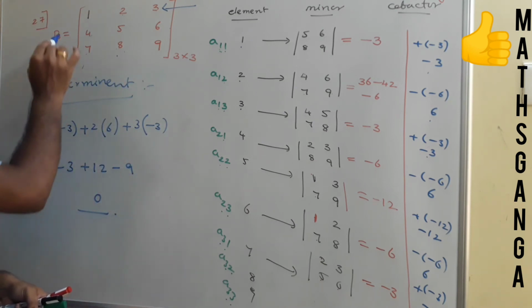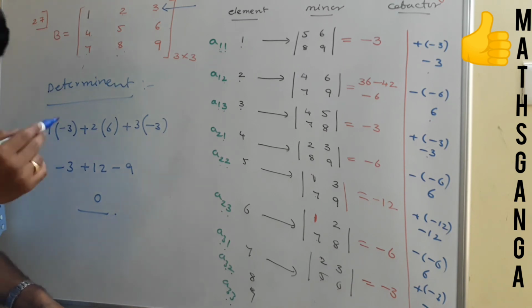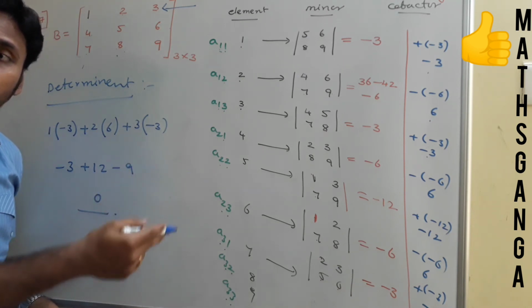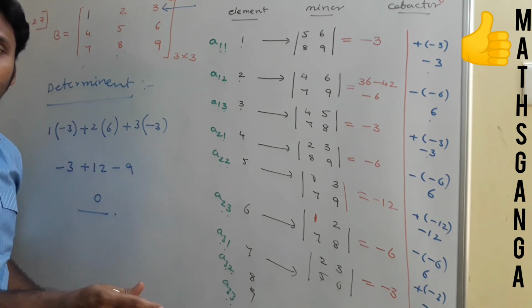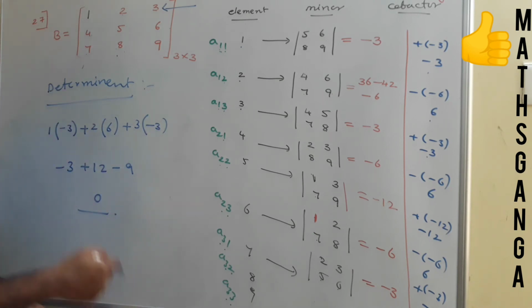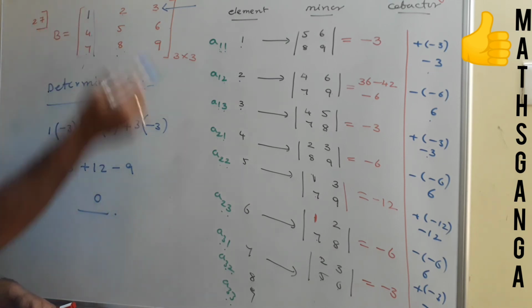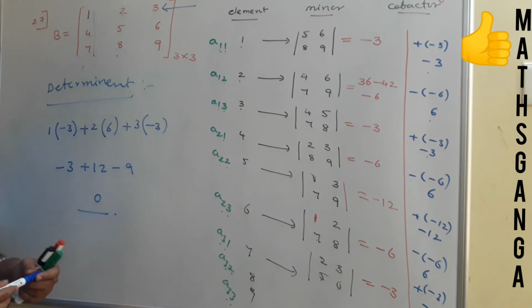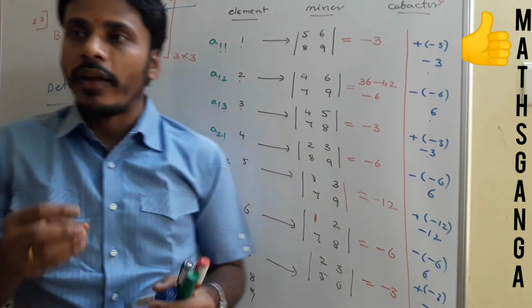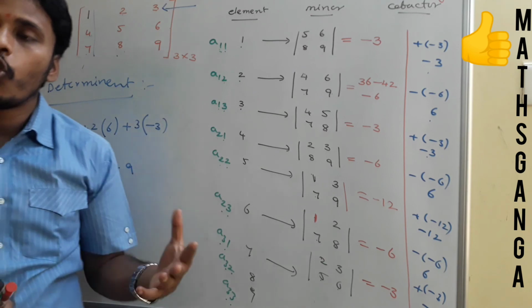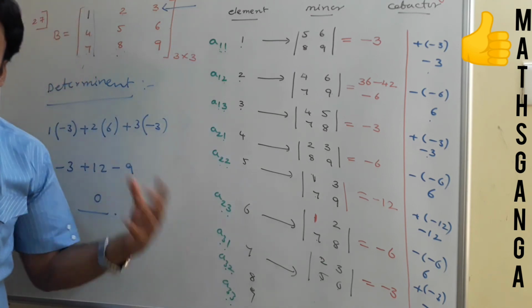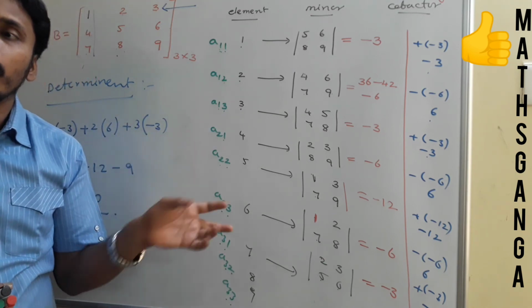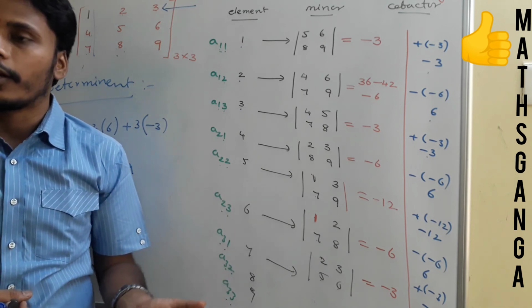I am using the first row to find the determinant. You may use the second row and then try to find it. Still you will get 0. Okay. Or you may use the third row and then try to find it. Again you will get the same value. Or otherwise you may use the first column and then multiply with the corresponding cofactors. Again you will get the same answer. So while finding the determinant, you just take any row or any column and then multiply those elements with their corresponding cofactors. You will get its determinant value.